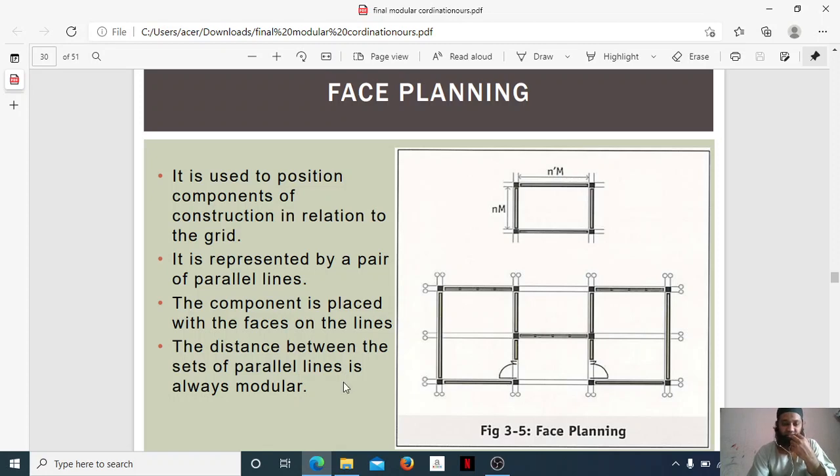The distance between the set of parallel lines is always modular. As I told you, the distance between them is similar. This is similar, it is not modular. If by chance we need some partition here, then we come up with some other grid lines which are non-modular. So this is a specific size of grids. It has been mentioned earlier also, in the horizontal direction it is 3M, that is 300 mm. In the vertical direction it is 100 mm. So this is how these grids have been set. So these are always modular here.